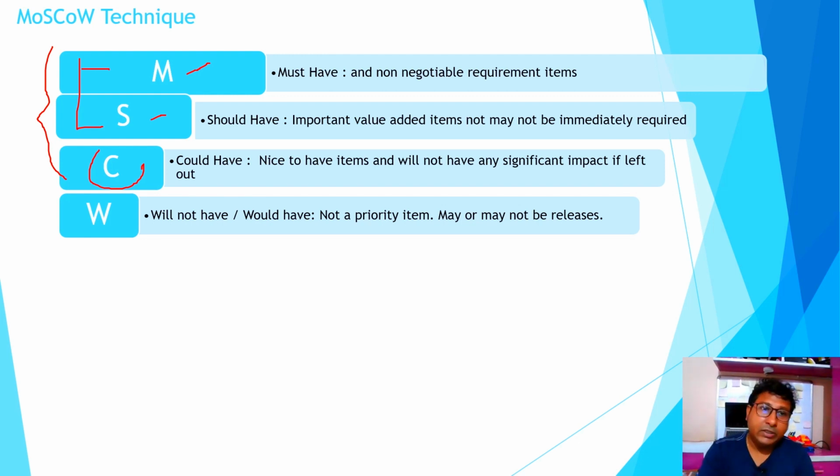Now W is basically will not have or would have. That means this feature is not in your priority list at all, right? You may or may not release the product based on your capacity, based on your available commitment, or based on your available bandwidth, or based on your commitment towards clients, right? You actually can decide, right?